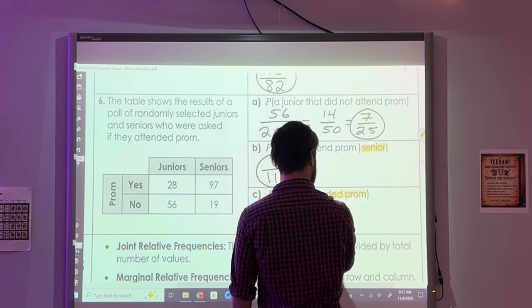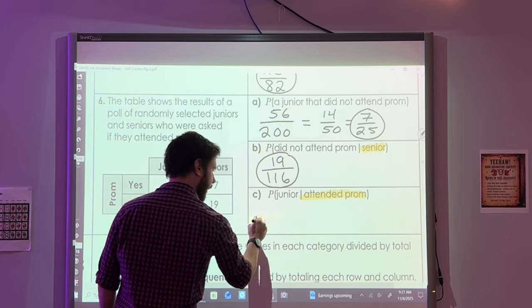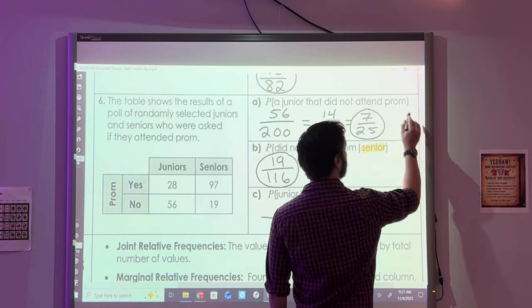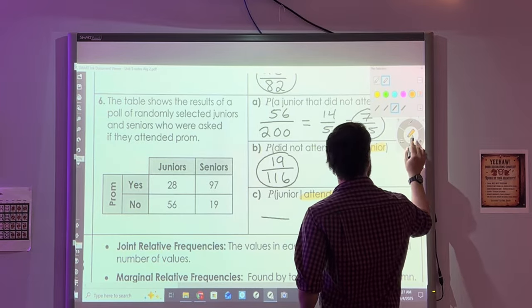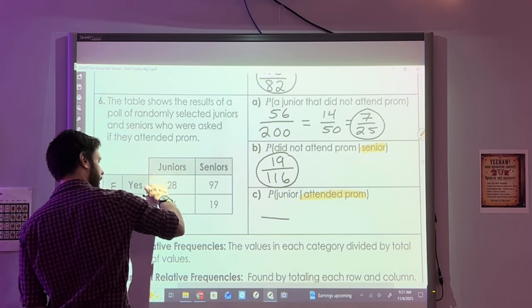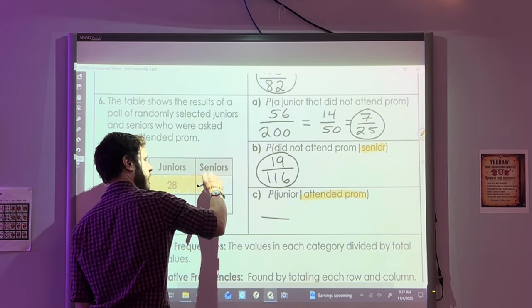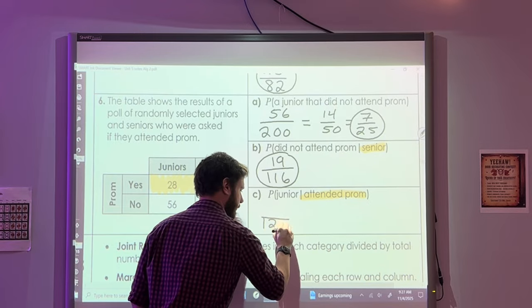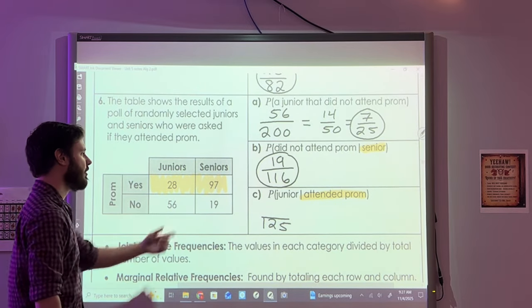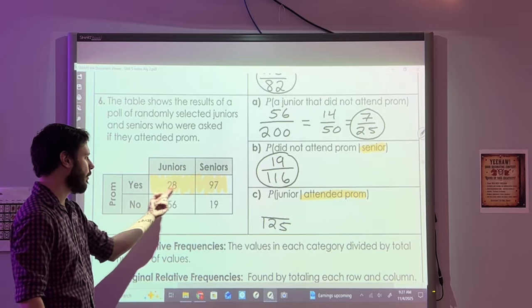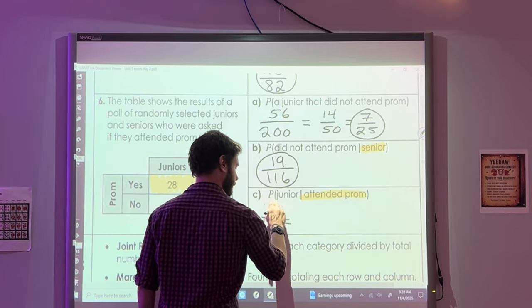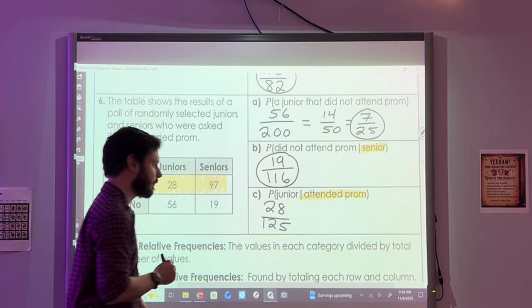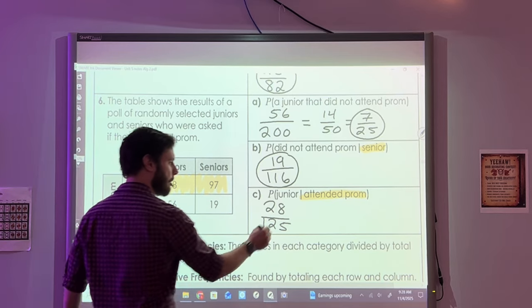So given that they attended prom, how many kiddos attended prom? Yes, they went to prom. Looks like 125 kids attended prom. Of these, how many are juniors? 28. And that will not reduce.